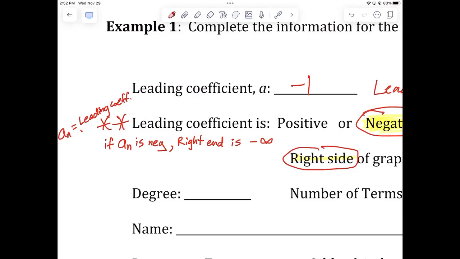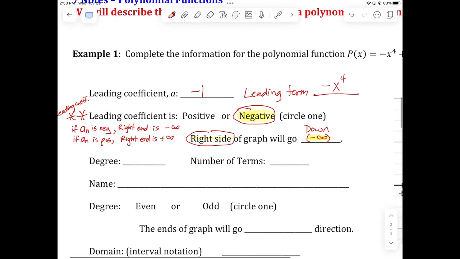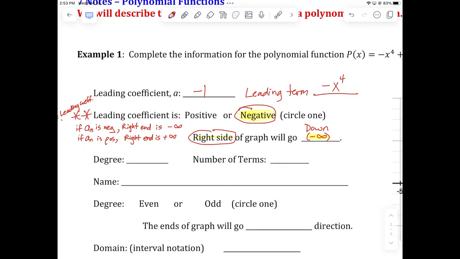If your leading coefficient is negative, the right end behavior is negative infinity. If a sub n, the leading coefficient, is positive, then the right end behavior is positive infinity. The sign of the leading coefficient gives you the right end behavior. Now, look how we can use that in conjunction with the degree.